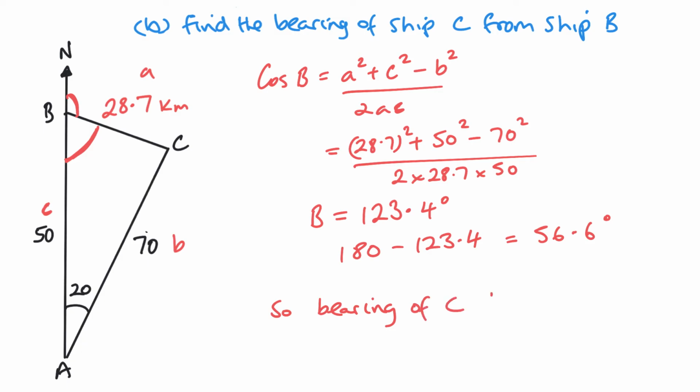So the bearing of C from B is 057 to the nearest degree. Okay, bearings obviously are usually in 3 numbers and to a whole degree.